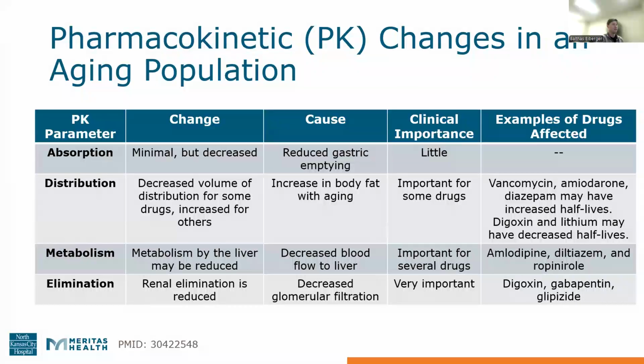The next one is distribution. This one, we do see a pretty significant change for some drugs. This is because you have a decreased volume of distribution for some drugs. However, it's increased for others. So they like to keep it very confusing and complicated. It's increased for some drugs, decreased for others. This is due to the increase in body fat that we see with aging.